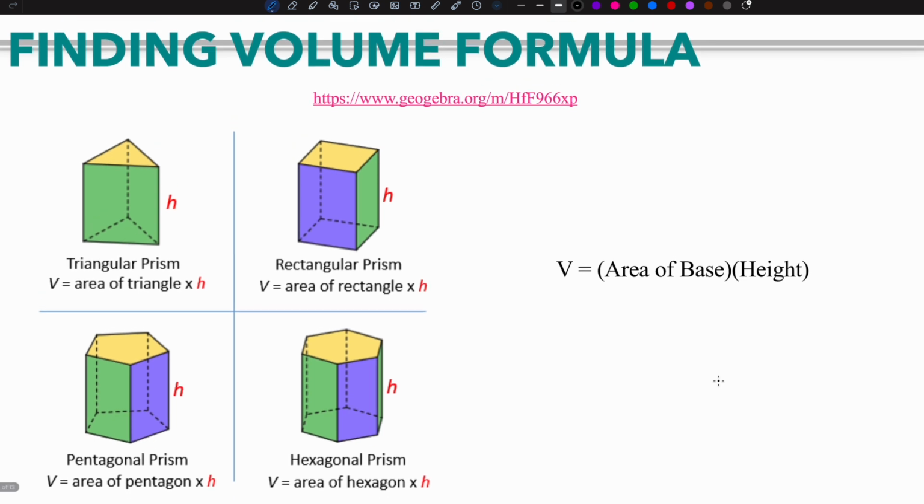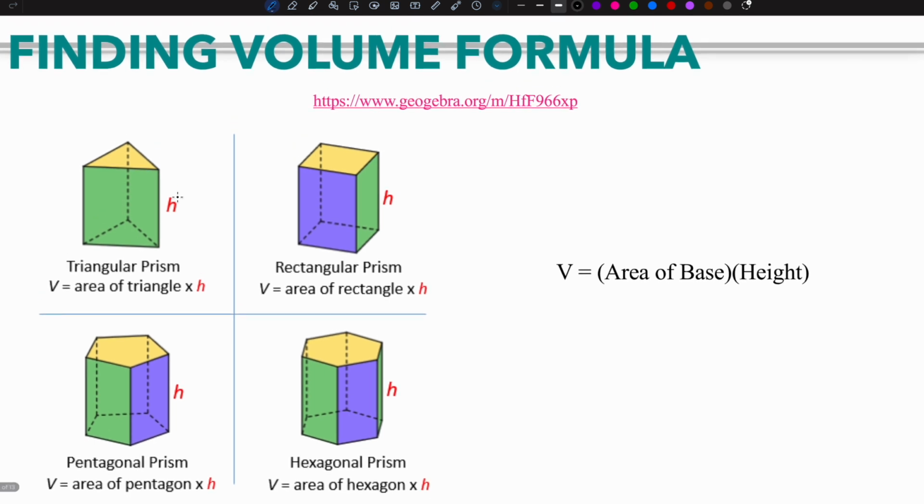To find the volume of a prism, it is going to be the area of the base, which is going to change depending on what the base is. Like if it's a triangle, then the area is 1/2 the base times height, multiplied by the height of the whole thing. If it's a rectangular prism, it is going to be length times width as the area of the base, times the height of the entire thing. Pentagonal, hexagonal, and so forth. So depending on what the base is, that is going to be the formula for that area.